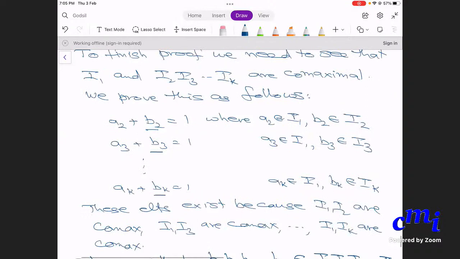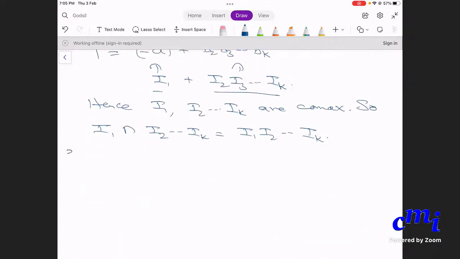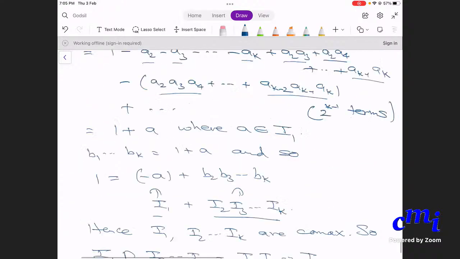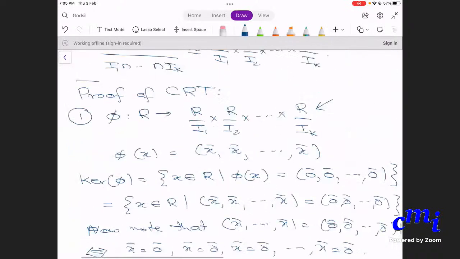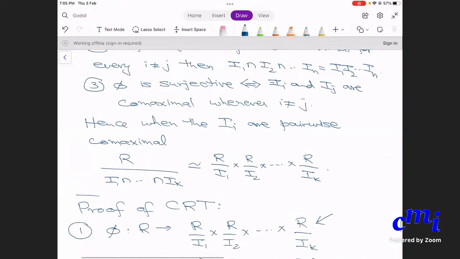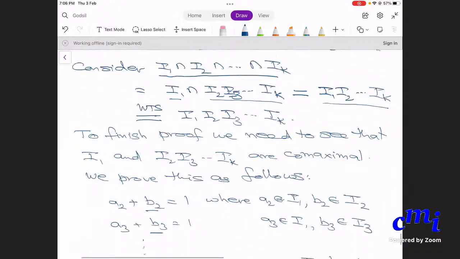So now let's get to the proof of the third step. The third step is an if and only if statement. It says phi is surjective if and only if the ideals are pairwise co-maximal. So I want to do two things. I want to show that if it is surjective, then the ideals are pairwise co-maximal. And if the ideals are pairwise co-maximal, then phi is surjective. So I'll have to show two directions. So let me do both of those directions.